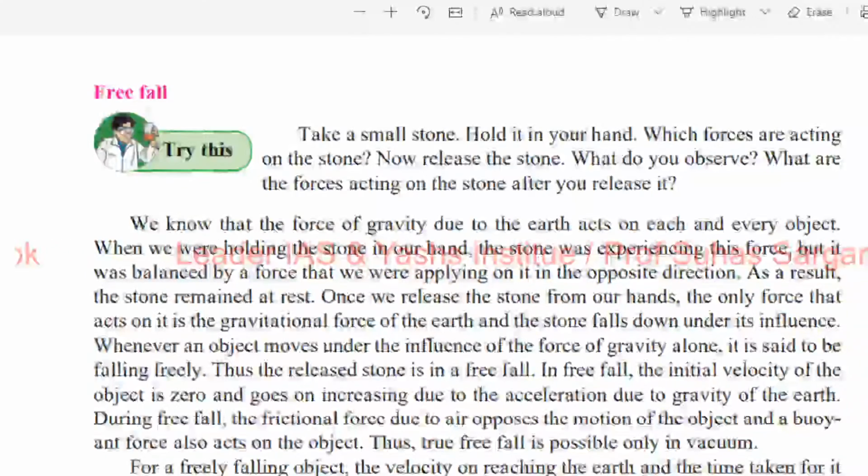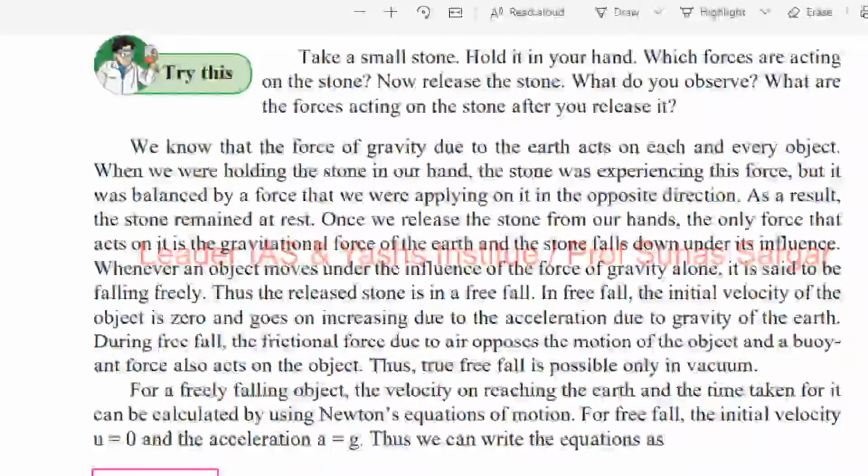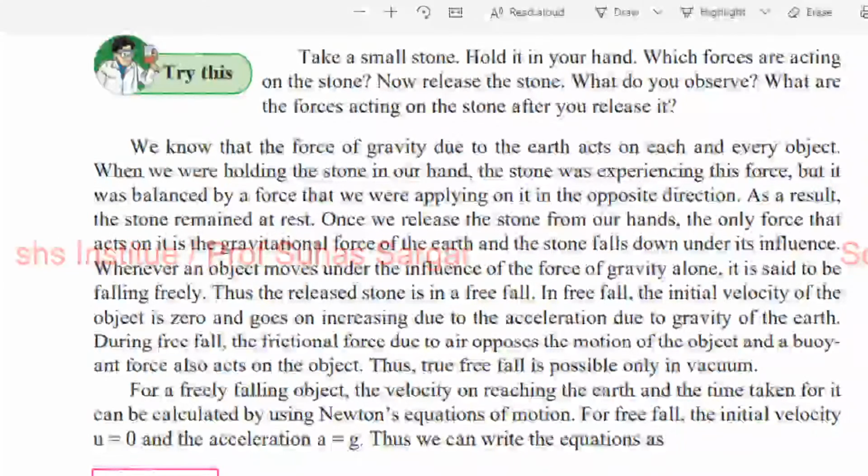We know that the force of gravity due to the earth acts on each and every object. When we were holding the stone in our hand, the stone was experiencing this force, but it was balanced by a force that we were applying on it in the opposite direction. As a result, the stone remained at rest. Once we release the stone from our hands, the only force that acts on it is the gravitational force of the earth, and the stone falls down under its influence.